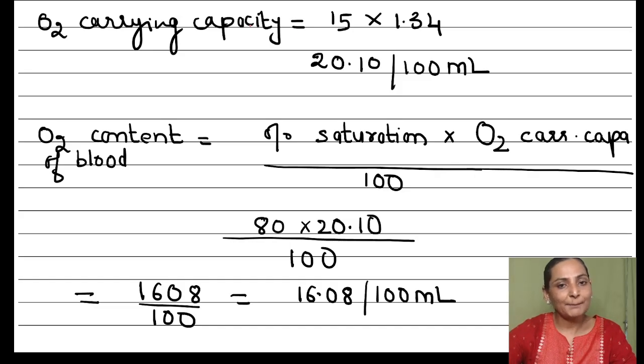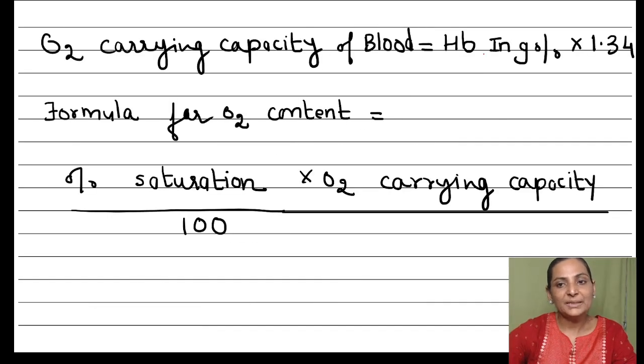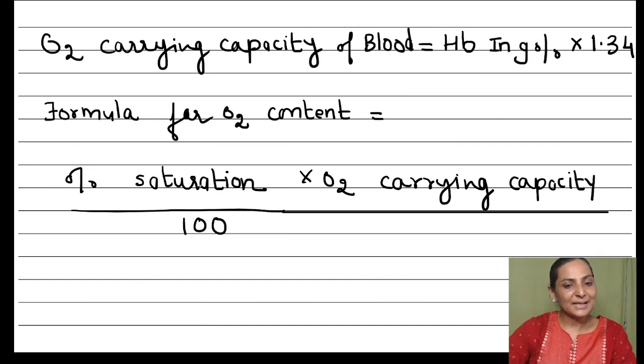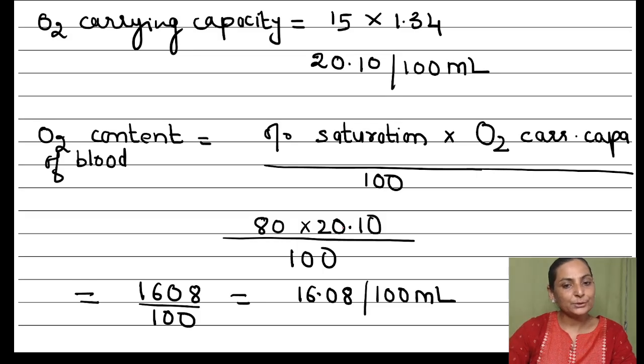So oxygen carrying capacity as per the formula, hemoglobin in gram percent into 1.34. So 15 into 1.34, that becomes 20 ml per 100 ml, the oxygen carrying capacity. Oxygen content, what was the formula? Percent saturation into oxygen carrying capacity by 100, that is 80 into 20.10, which we just calculated, divided by 100, which comes to 16.08 per 100 ml.